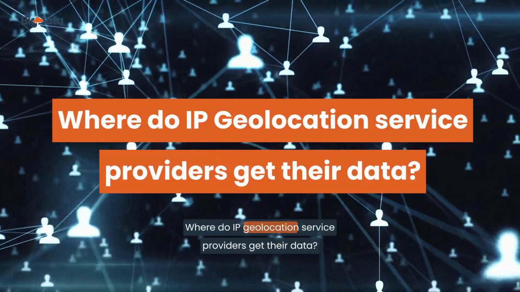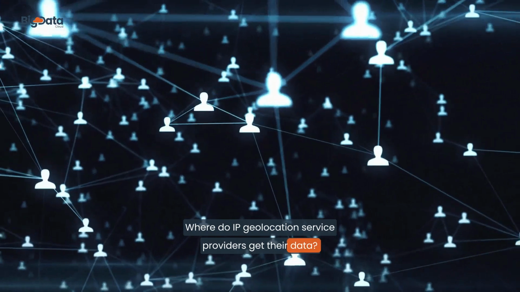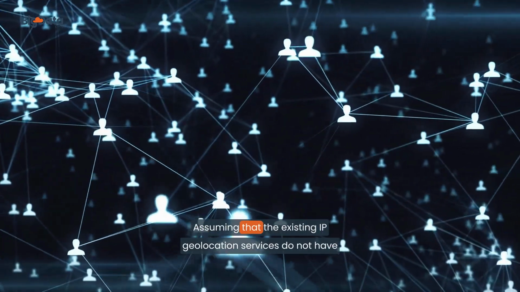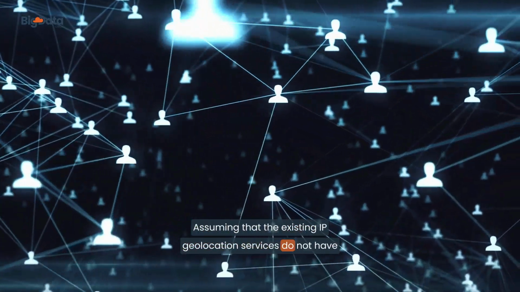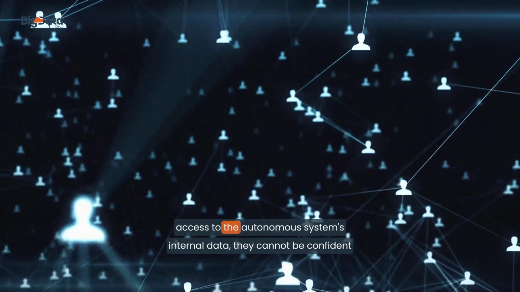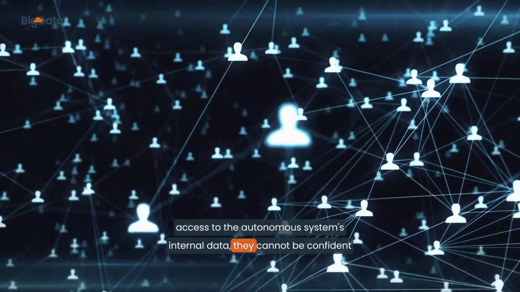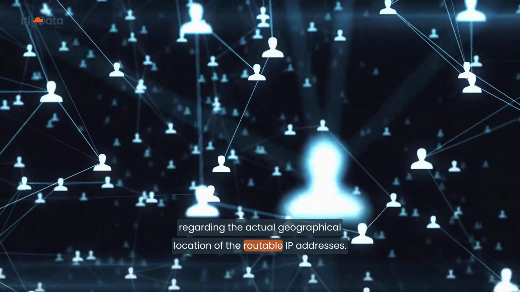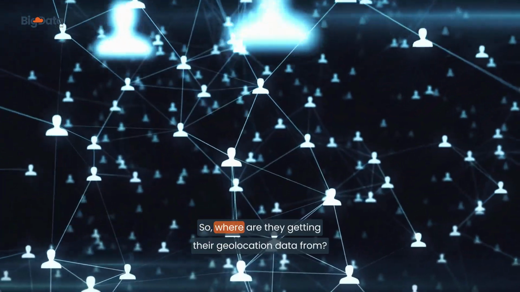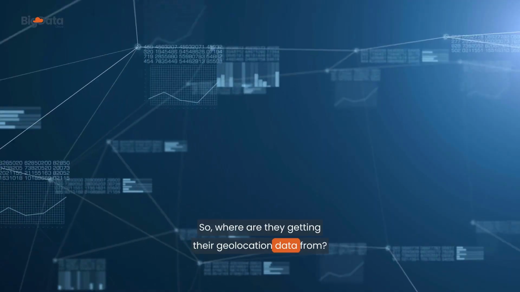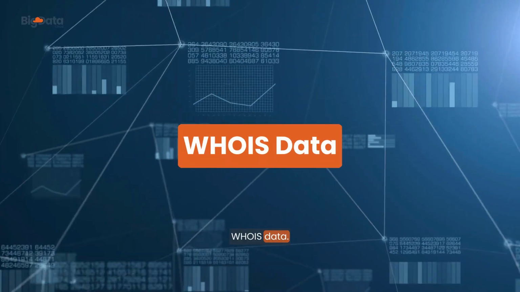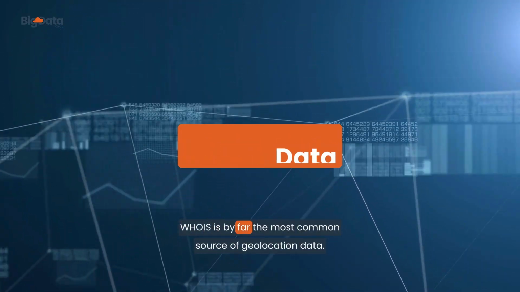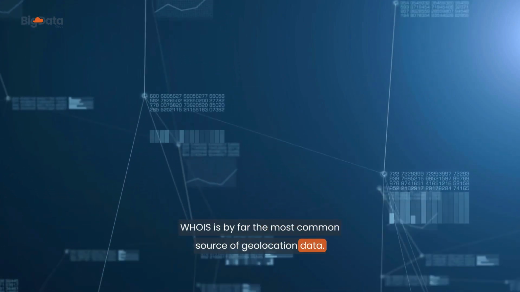Where do IP geolocation service providers get their data? Assuming that the existing IP geolocation services do not have access to the autonomous system's internal data, they cannot be confident regarding the actual geographical location of the routable IP addresses. So, where are they getting their geolocation data from? WhoIs data. WhoIs is by far the most common source of geolocation data.